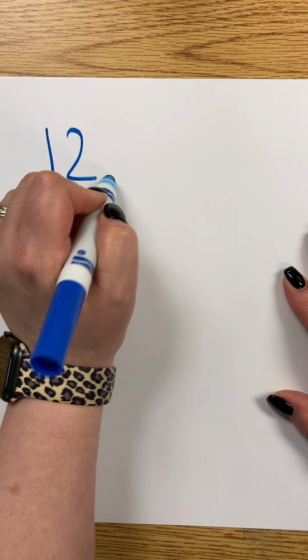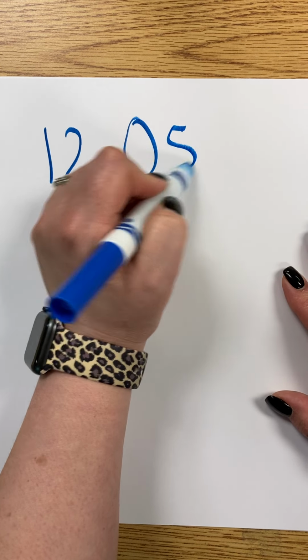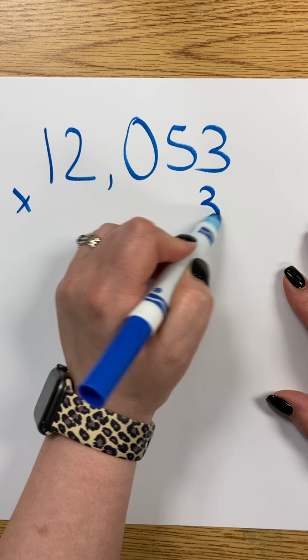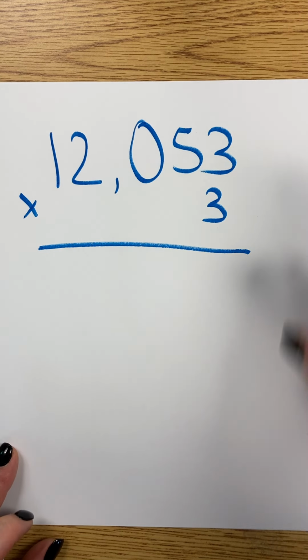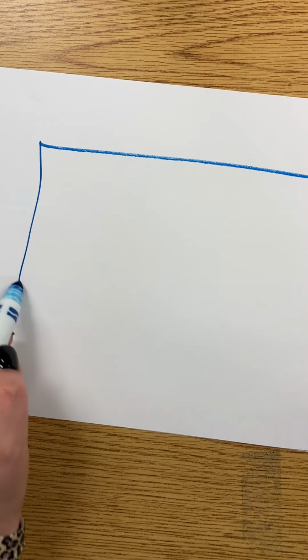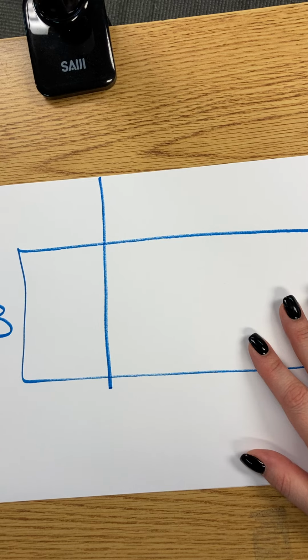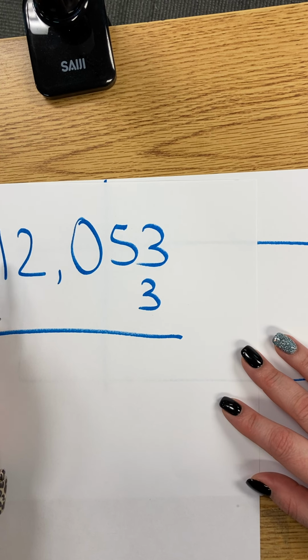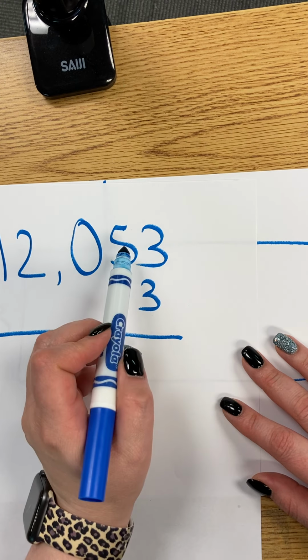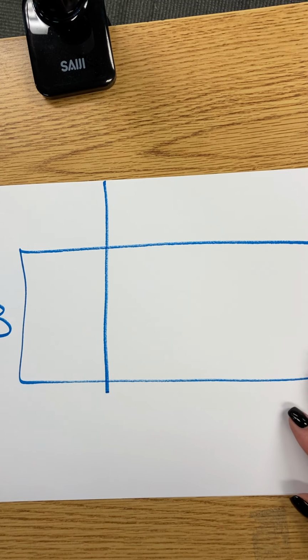So we have 12,053 times 3. Okay, that's our problem. Now, what I'm going to do is I'm going to make my area model. Okay, and then I'm going to put 3 over here. The 1 digit's going on the left. I need to make this where you can see it a little bit better. Sorry, guys. I'll move it over. So I just kind of divide this out by the place values I have. I have 10,000s, I have 2,000s, and then I have 10s and I have 1. So I'm going to need 4.